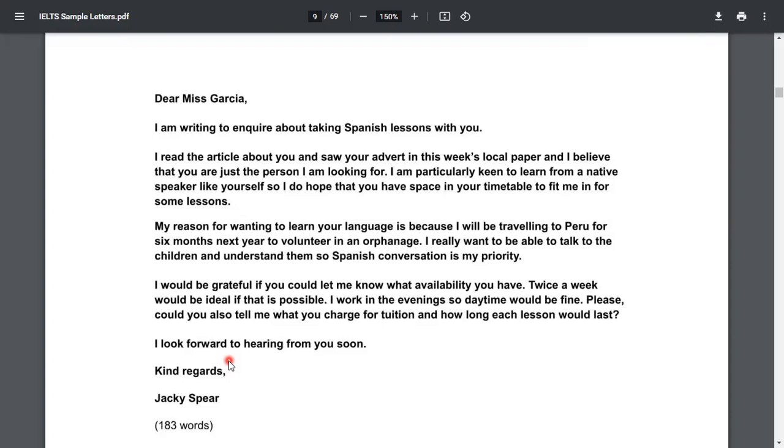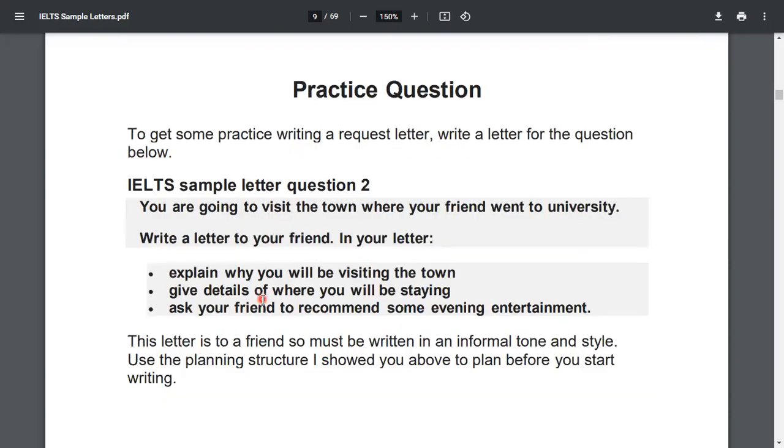Okay, so now we have a practice question, as you can see. It says you are going to visit the town where your friend went to university. Write a letter to your friend. In your letter, explain why you will be visiting the town, give details of where you will be staying, and ask your friend to recommend some evening entertainments.